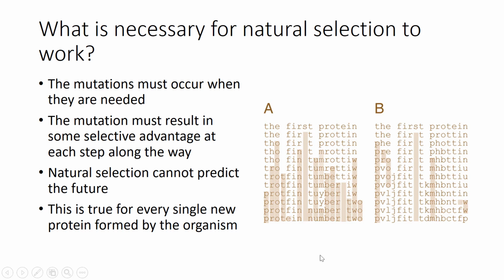So natural selection can't predict the future, therefore you have to have these mutations showing up exactly when they're needed, and they have to provide a selective advantage. And this is true for every single new protein formed by the organism.